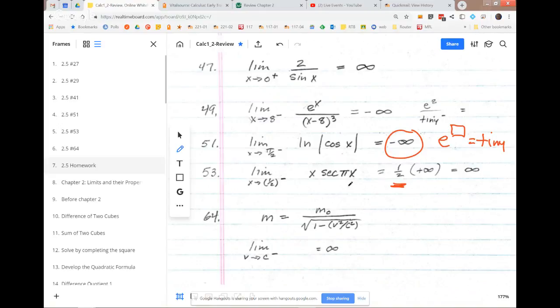Right? 1/2 times pi is pi over 2. Okay. Now, the secant of pi over 2, well, the secant is the reciprocal of the cosine. So the question is, what's the cosine of pi over 2? Well, it would be 0, and you can't take the reciprocal of 0, but it's not quite 0. It's like a really tiny number. And what's the reciprocal of a really tiny number?